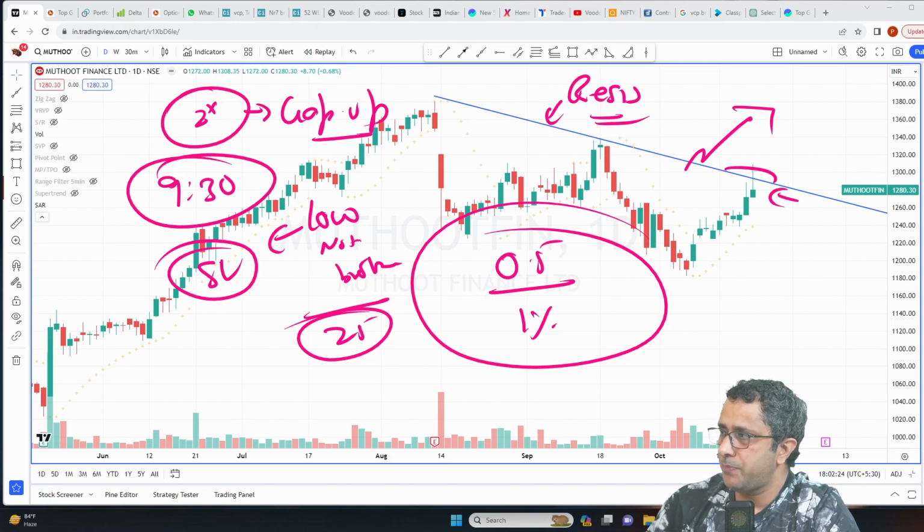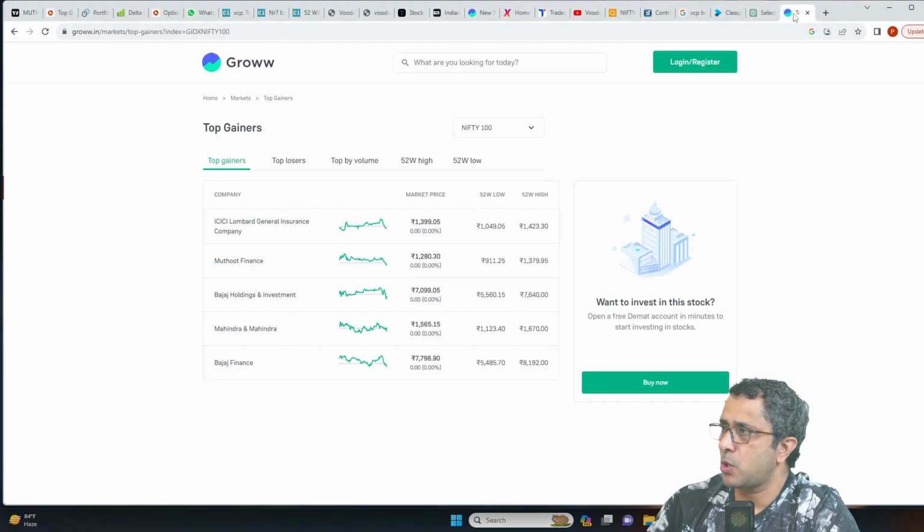Let's see another one. Let's see which is the third stock we have, which is, I'll pick Mahindra and Mahindra.